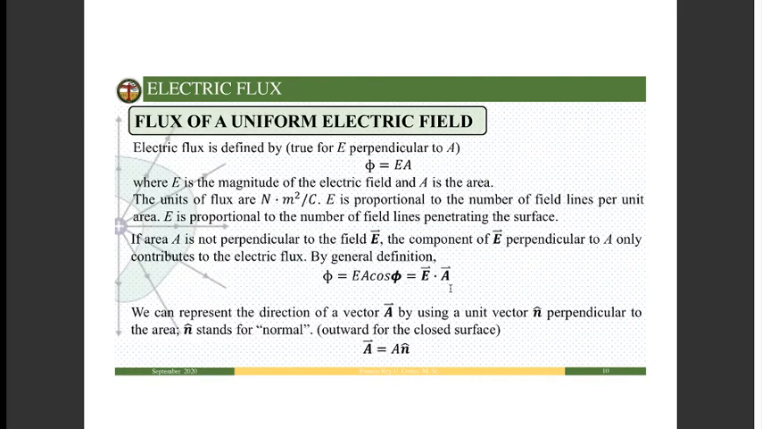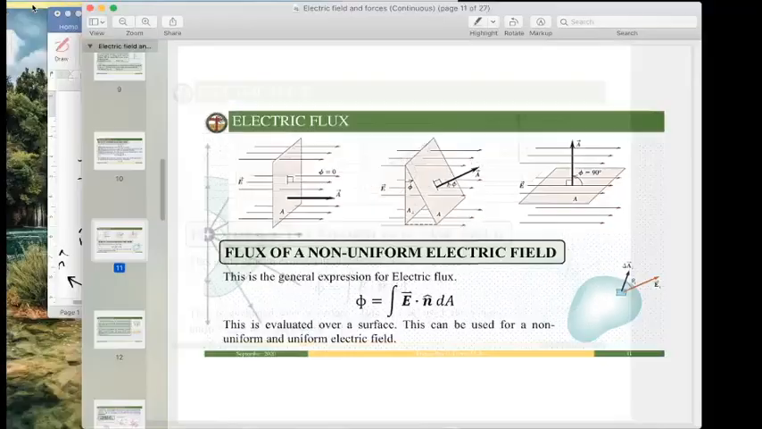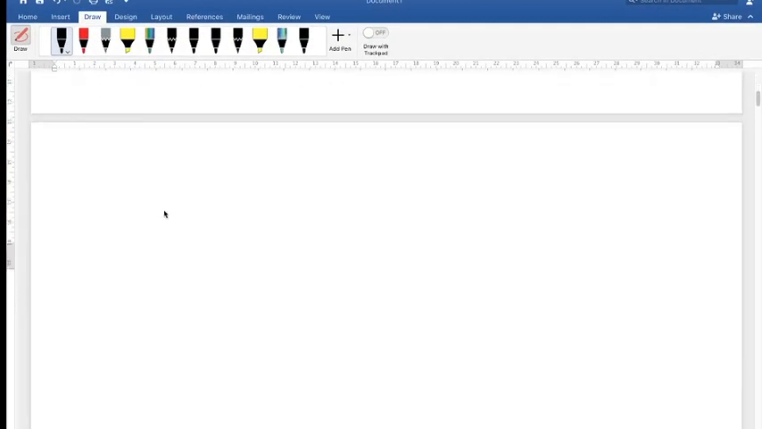Because this one is for a uniform electric field, and your A is definite, with a definite shape. This one, even though your E is not uniform, even though your dA, your A, is not in a definite shape, you can actually use. Okay? So how do we interpret this equation? As you can see here, we have an irregular closed surface. So I will just put this one, so suppose we have an irregular surface.